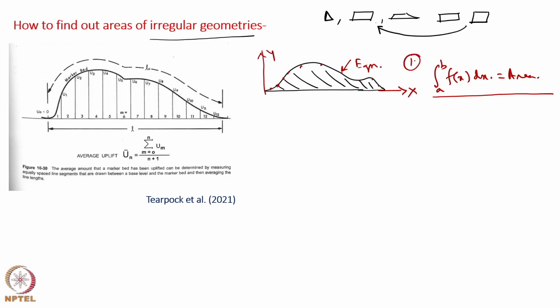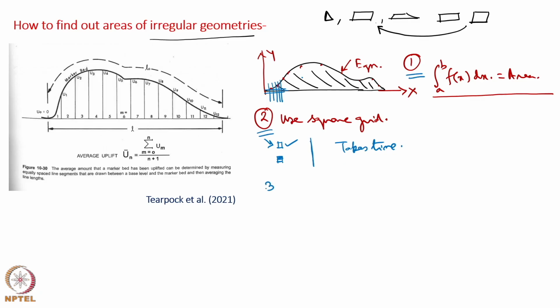The second approach can be to use a square grid. Superpose a square grid on the object and then count how many squares are completely inside, how many squares are say only half inside, and from there, knowing the area of one square, we can finally find out the area, but then again it takes time. So, both these processes take time and we need a third process which is faster. It can be a little bit inaccurate, but it will work in our case.